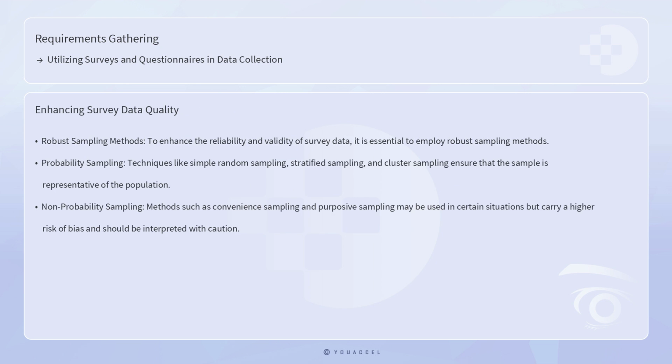To enhance the reliability and validity of survey data, it is essential to employ robust sampling methods. Probability sampling techniques, such as simple random sampling, stratified sampling, and cluster sampling, ensure that the sample is representative of the population, thereby reducing sampling bias and increasing the generalizability of the findings. Non-probability sampling methods, such as convenience sampling and purposive sampling, may be used in certain situations where probability sampling is not feasible, but they carry a higher risk of bias and should be interpreted with caution.